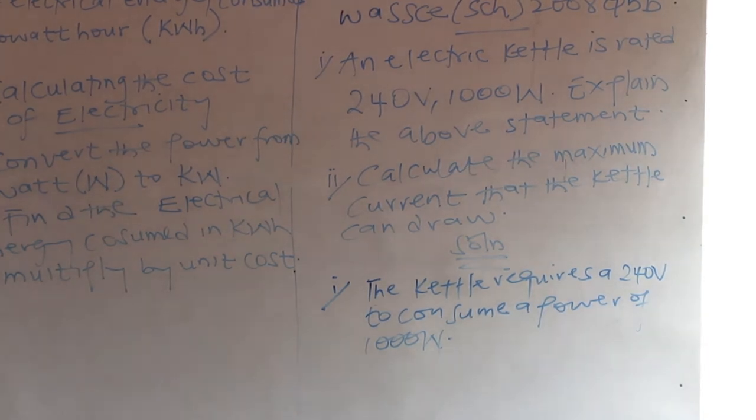Density is given by mass over volume. Explain the meaning of the statement. So the mass per unit volume of the substance is defined as density. Are you okay? Good. Now the next one.